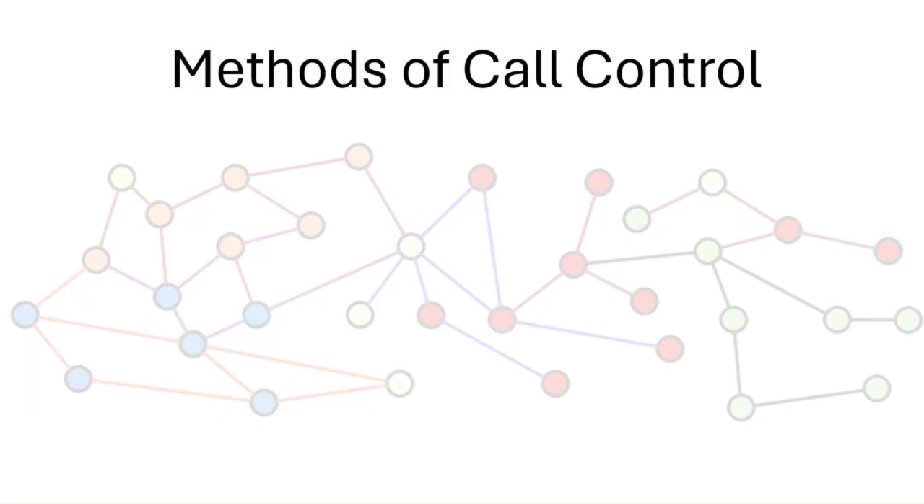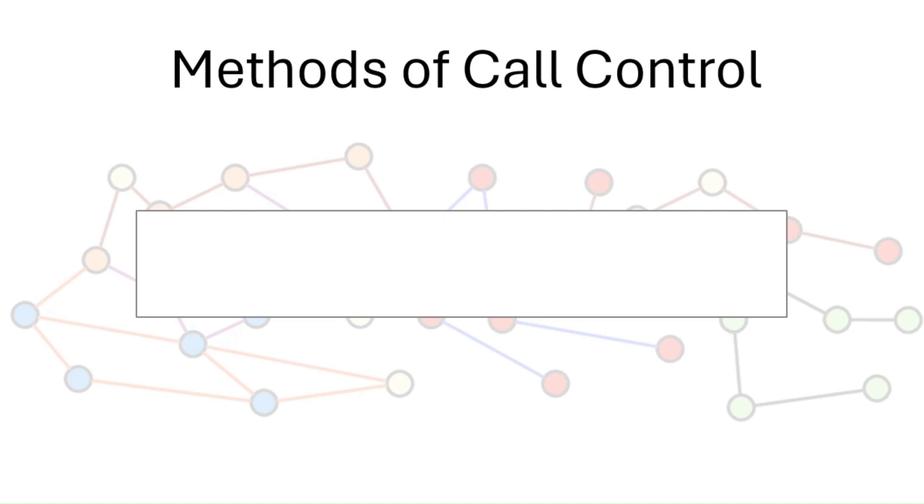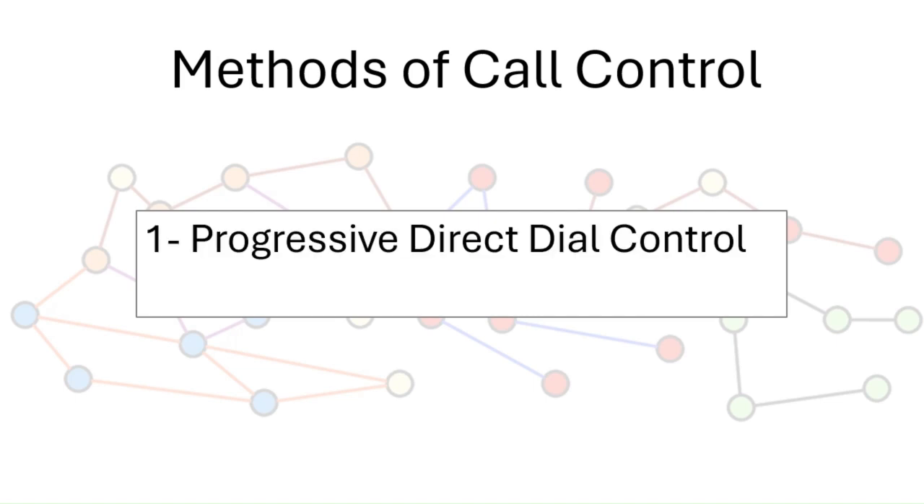There are two chief methods that exchanges use for orchestrating a call. The first is progressive direct dial control. The second is termed common control. Let's look at the progressive method first.